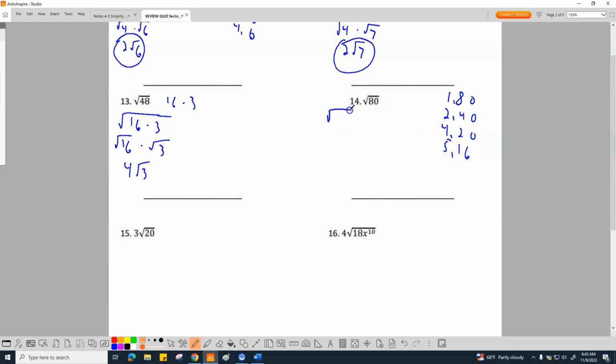So I have the square root of 16 times 5. And if you're lost, 16 times 5 is in fact 80. 16 is a perfect square, so I'm going to take these and break them apart. Square root of 16 is 4. And then I can shove them together at the very end. There you have it. There's that one. Oh, I'll circle this one as well too. Going to 15.